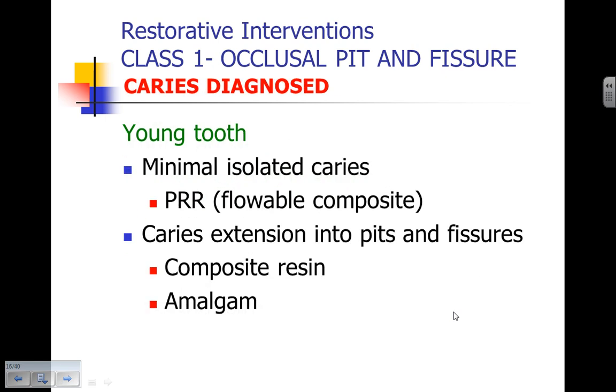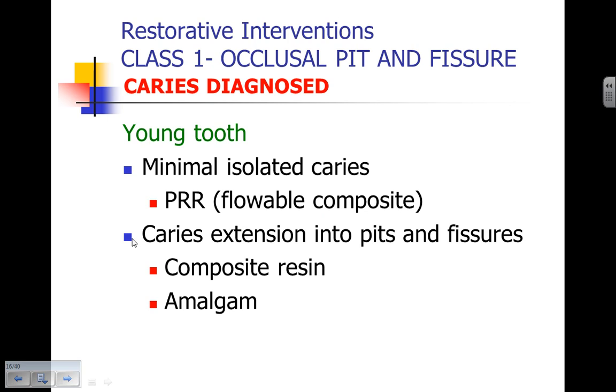What about when we have the diagnosis that there is pit and fissure caries? For the young tooth, for minimally isolated caries in isolated pits and fissures on the occlusal surface, we're going to do a preventive resin restoration. Small preparations, etch and rinse, adhesive, light cure, flowable composite.